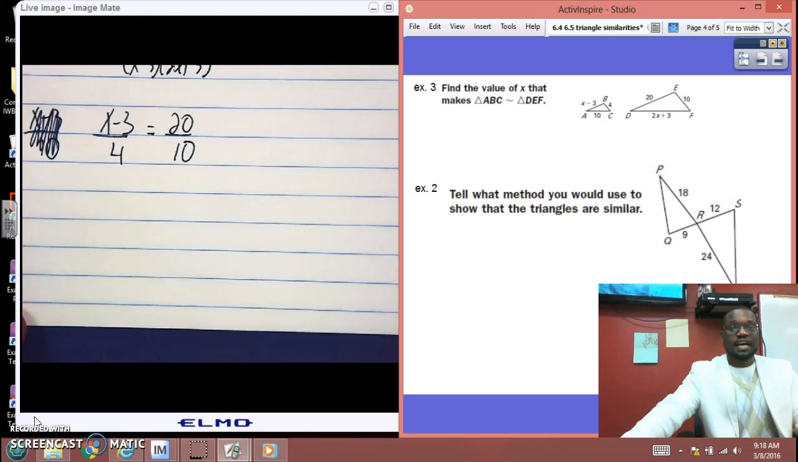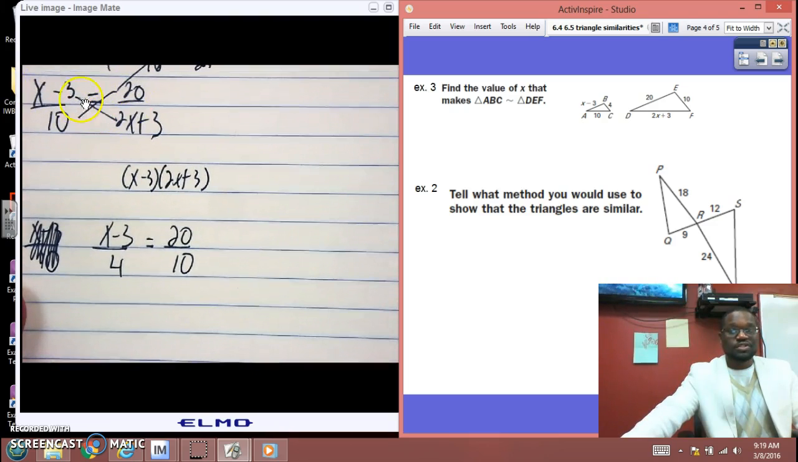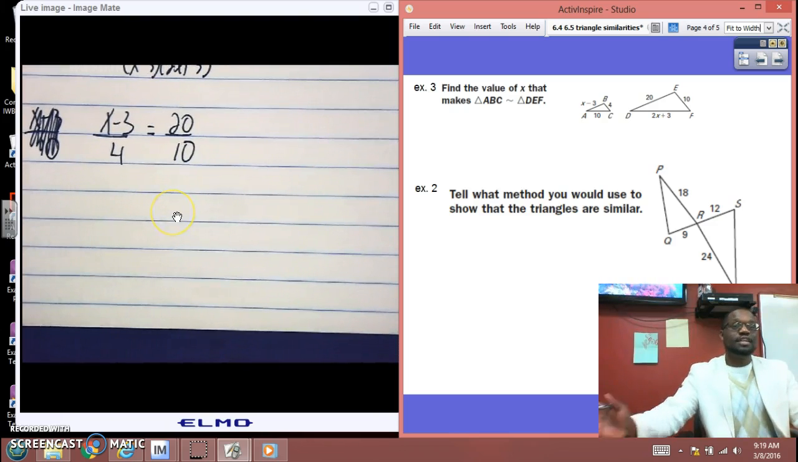For the sake of time, I went ahead and wrote it down. I did this side over this side of this triangle, but I matched it up with this side over this side. Why? Because those two don't have a variable that I would have to use. So I took this side over this side equals this side over this side, and that's where I have x minus 3 over 4 equals 20 over 10. I hope y'all understand what just happened here, because I just showed you how you don't want to set it up like this. Just find one variable or have one expression.